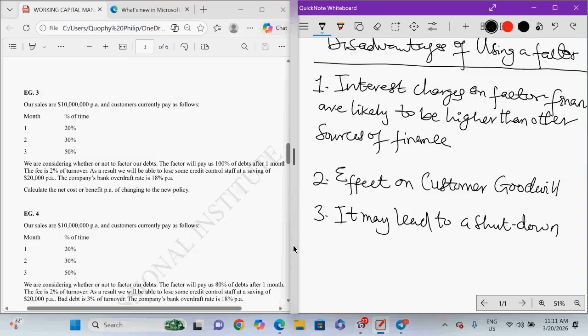It may lead to a shutdown of the credit control unit for a period. Because now that we've had a factor, what is the use of the credit control unit? They would have nothing to do, right? So it may also lead to what? A temporary shutdown. So this is basically about factors and then invoice discount.